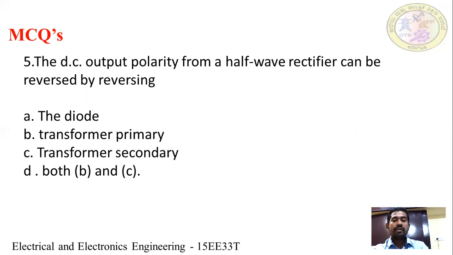The last question is the fifth one. The DC output polarity from a half wave rectifier can be reversed by reversing: the options that are given are option A, the diode, option B, transformer primary, option C, transformer secondary, option D, both B and C. Let me check the answer. That is option A, diode.